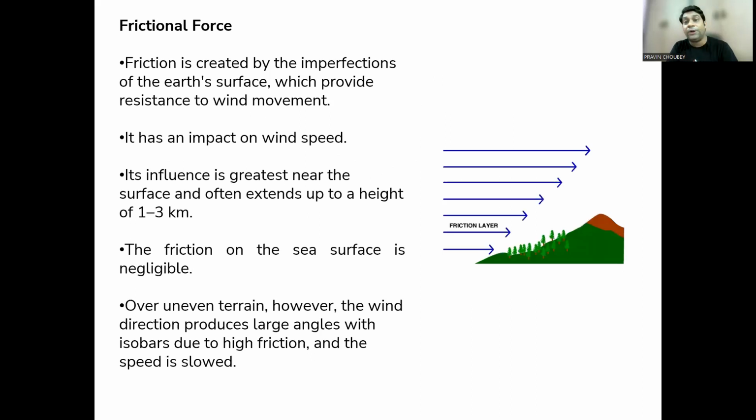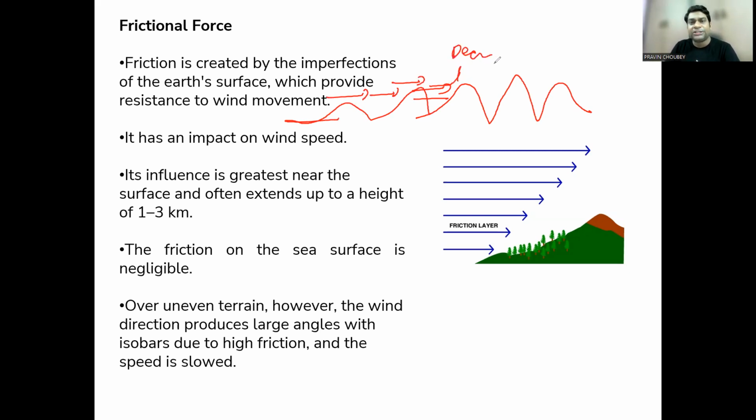Now, the third important force we are trying to understand is frictional force. What is this frictional force? You know the basic concept of friction. Whenever the earth surface is undulating, like mountains and hills, in this case, when the wind is blowing, it always changes its direction. There is a decrease in the speed of the wind. There is also a change in direction of the wind because of the Coriolis force.